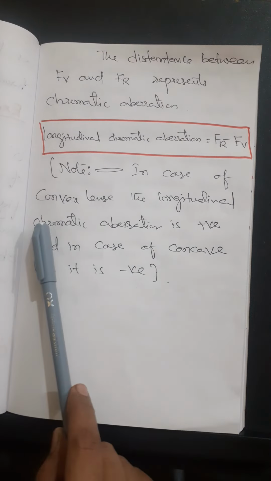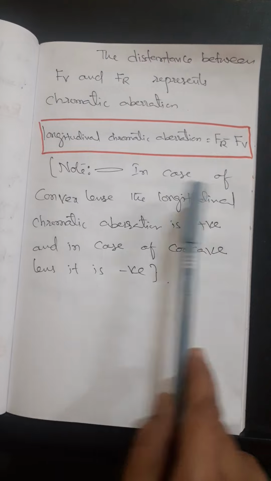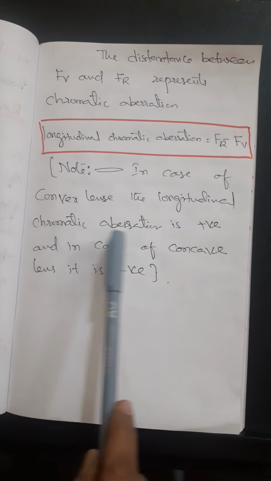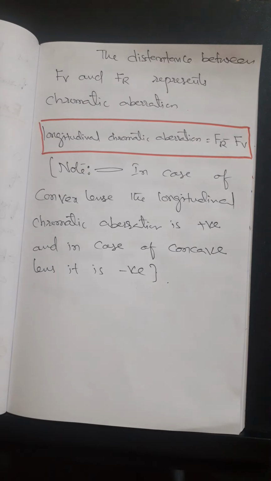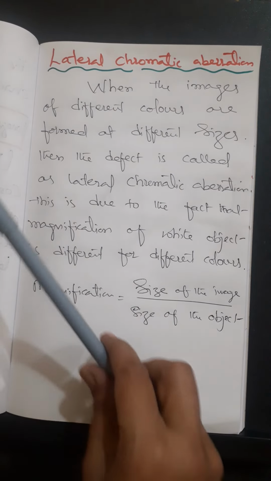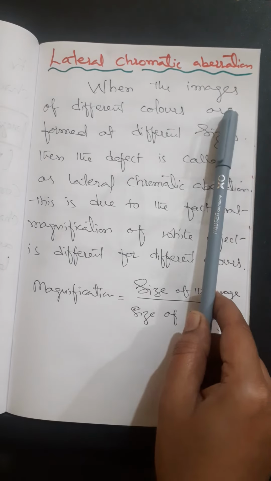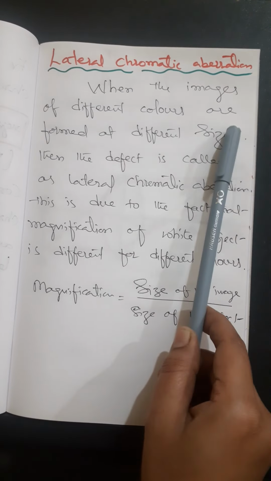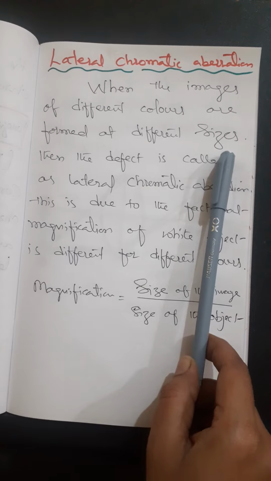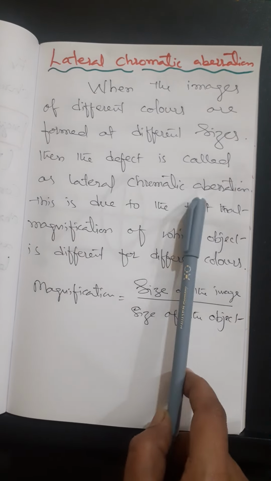In case of a convex lens, just a note for remembering: the longitudinal chromatic aberration is positive, and in case of a concave lens, it is negative. Now, the second type is lateral chromatic aberration. When the images of different colors are formed at different sizes, then the defect is called lateral chromatic aberration.